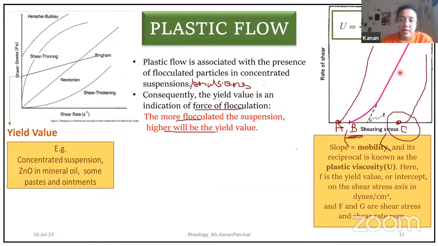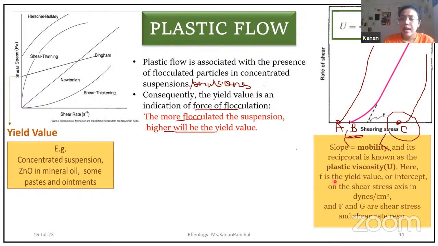Abhi the slope of this curve, ye curve ka jo slope aa raha hai, that slope is called mobility. Okay. And it is the reciprocal of plastic viscosity. Jaise viscosity and fluidity hota hai, waise plastic viscosity and mobility hota hai. So mobility is the ease with which your plastic body or your Bingham bodies will flow. So slope jitna zyada hai, jitna steep hai, it will be more easy. It will be more mobile. Those Bingham bodies will be more mobile, more easy to flow. Okay.